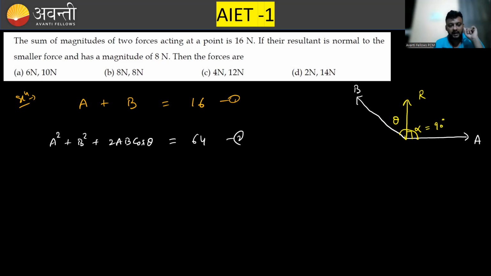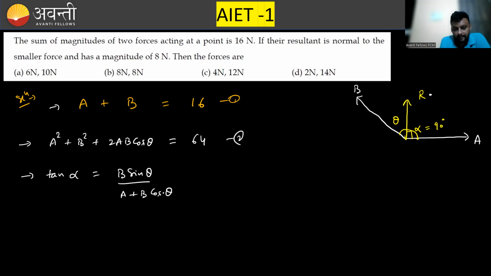By looking at these two equations, I cannot conclude anything. Now the third statement, which is very important: the resultant is perpendicular to what? Smaller angle, smaller vector. So the angle of the resultant with vector A is alpha. We know the relation that tan alpha is B sine theta divided by A plus B cos theta. According to the question, alpha is given as 90 degrees. So in place of alpha, I can write 90 degrees.